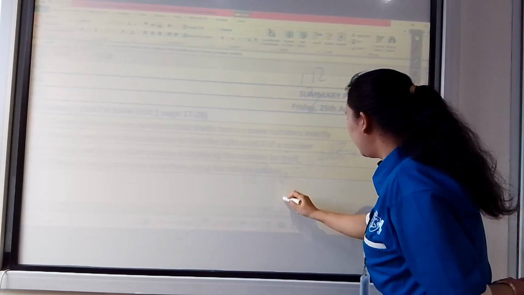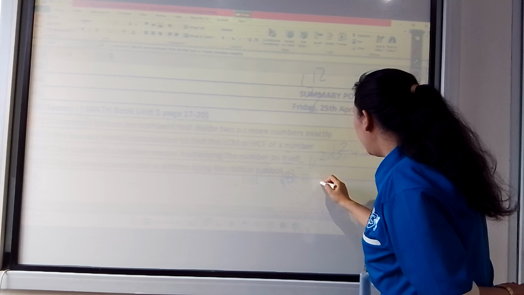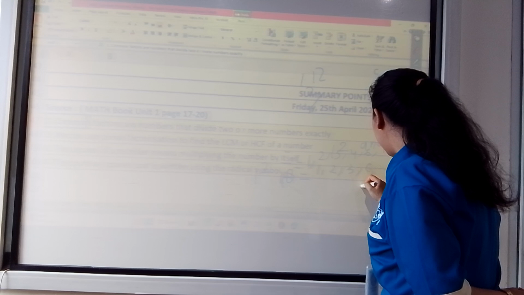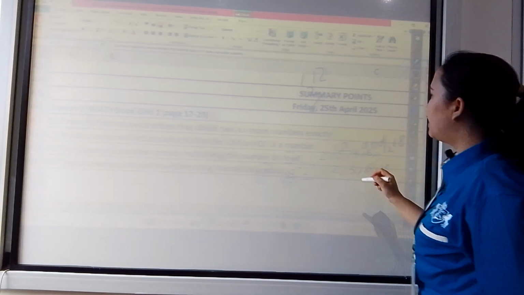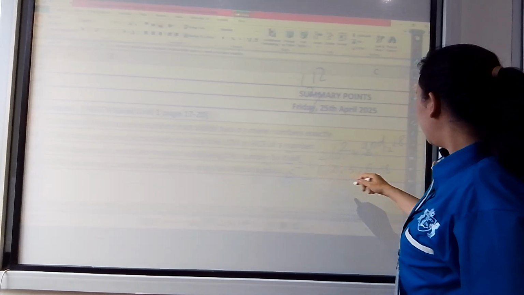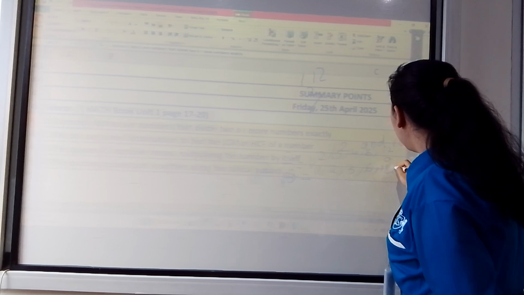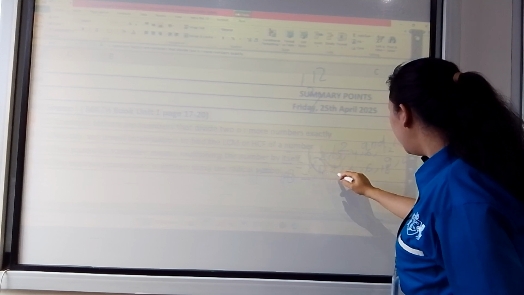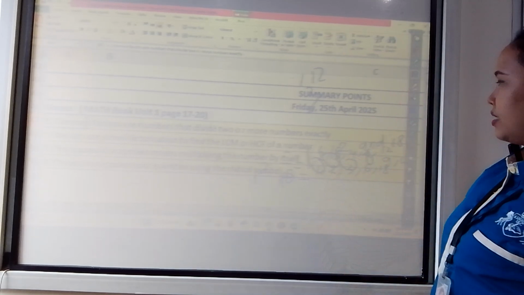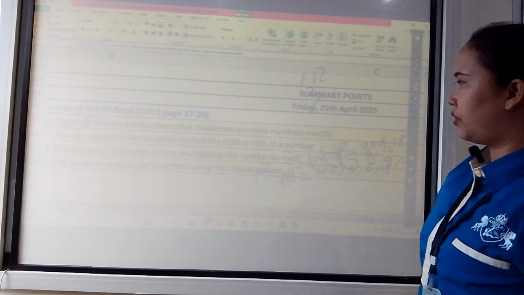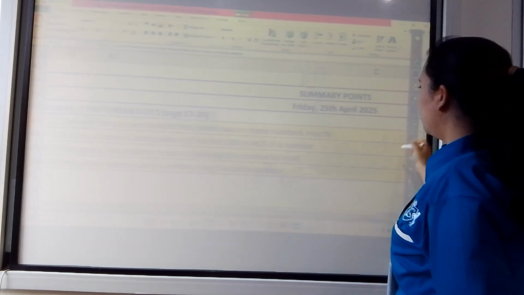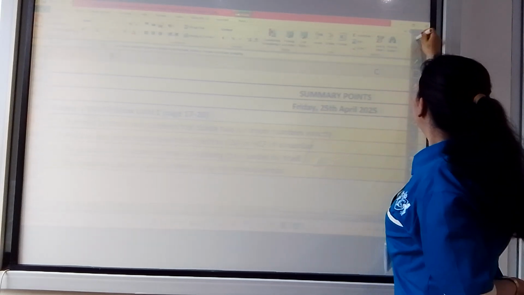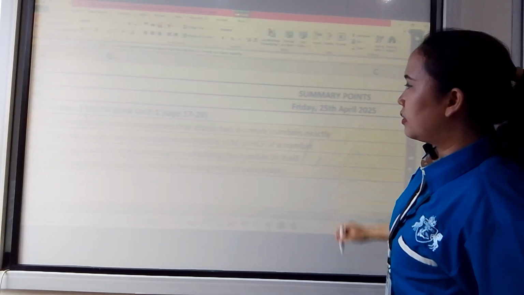While 18 has factors 1, 2, 3, 6, 9, and 18. So we find the common factors: 1, 2, 3, and 6 for both. So the highest common factor will be 6. Yes, sir. Okay. Next, number 3. Wait first.